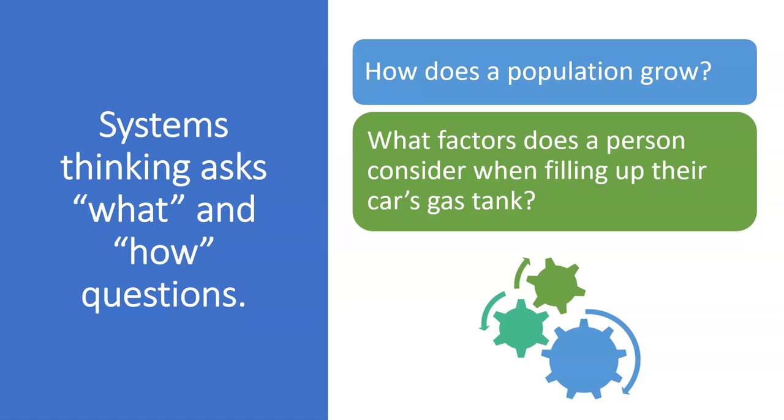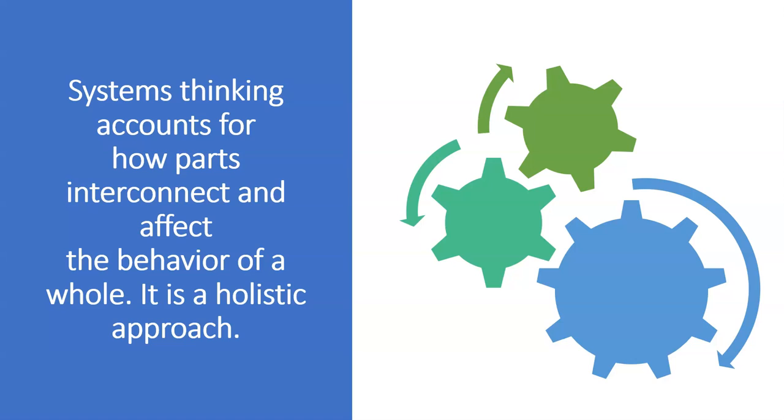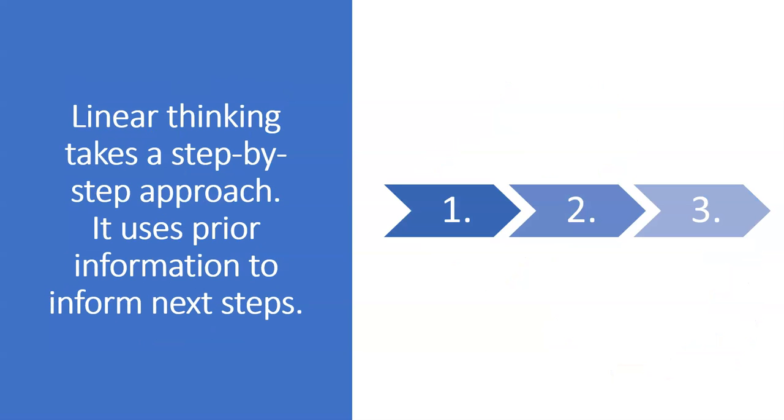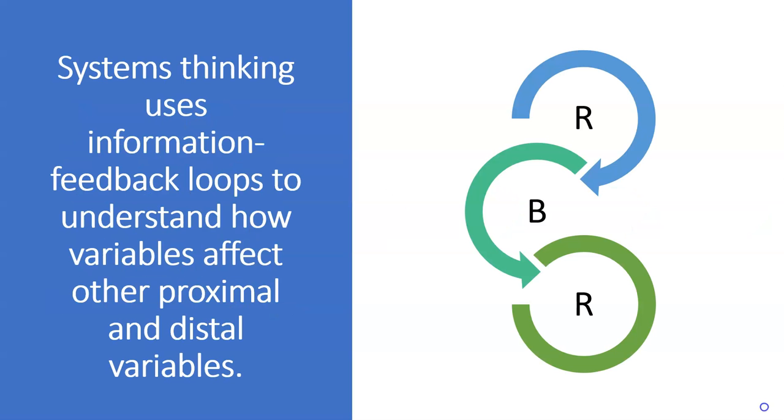For example, you might ask, how does a population grow? Or what factors does a person consider when filling up their gas tank? Now, systems thinking accounts for how parts interconnect and affect the behavior of a whole. It is a holistic approach. Linear thinking, on the other hand, takes a step-by-step approach. It uses prior information to inform next steps. Systems thinking uses information feedback loops to understand how variables affect other proximal and distal variables.